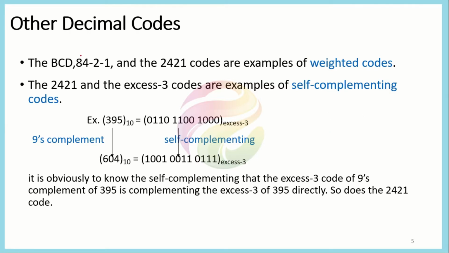For example, the BCD, the 8 4 -2 -1 and 2 4 2 1 are actually weighted codes. These are examples of the weighted codes. While there are certain ones like XS3 and 2421 which are called the self-complementing codes. If this is the decimal equivalent and its XS3 equivalent code is represented in this way, and you take its 9's complement, it's similar to taking the ones complement of this one. So both of them are complementing. So these are known as the self-complementing codes.